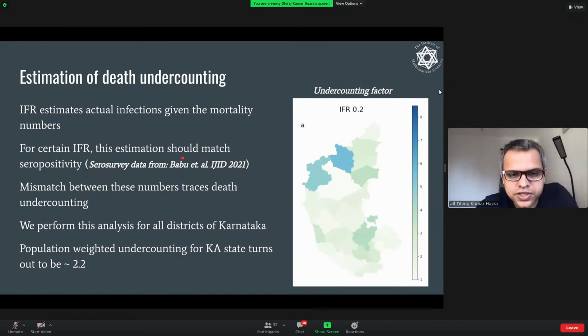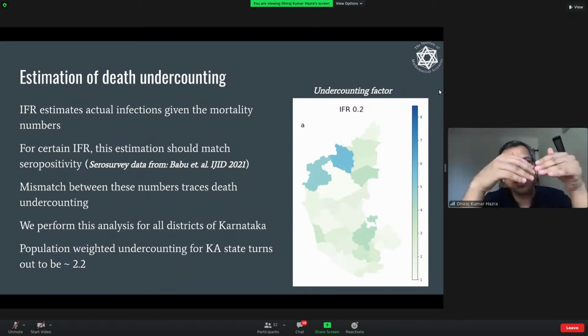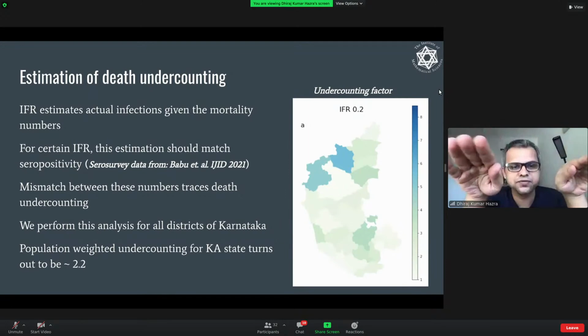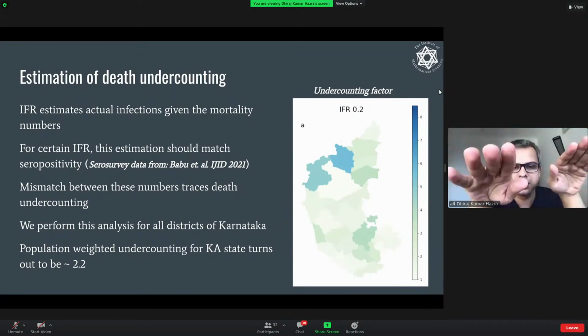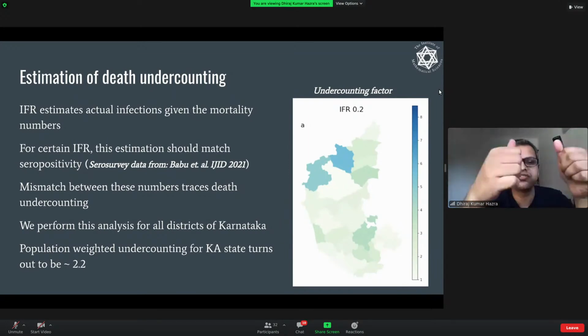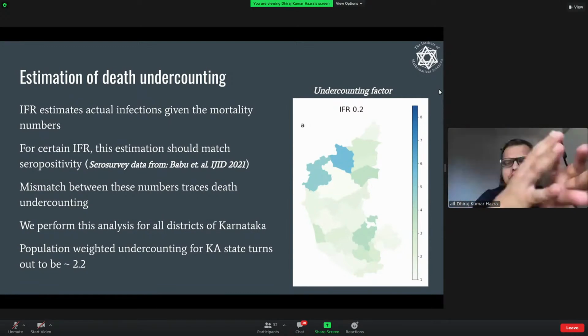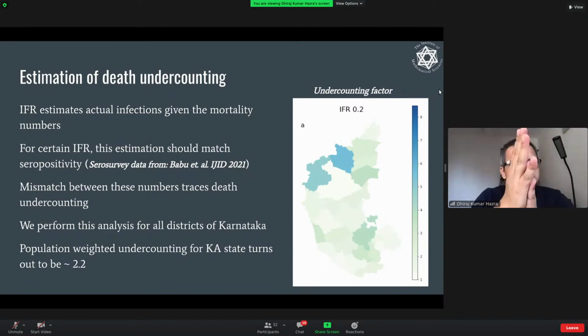Professor Rajesh Sundaresan, who is the next speaker, is also a part of this team. So we have an estimation of the positivity, the actual infections, and from the serosurvey also, we have an estimation of the positivity. These numbers should match for a given IFR. If there is a mismatch, the ratio can trace how much we are undercounting the deaths, because IFR should be consistent across the districts in a state. Roughly consistent, I should say.